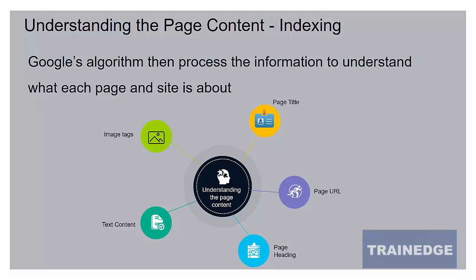Image tags are very important in helping search engines index the page. Because search engine bots cannot understand what is there in the image, they rely on the meta tags used for the image to understand what the image is about, what is there in the image. And the meta tags they rely on are the image title, that is the name of the image file.